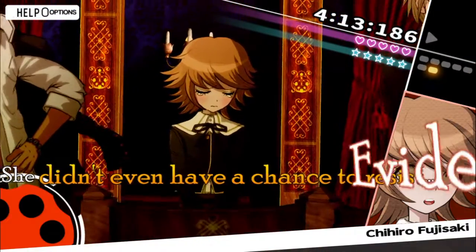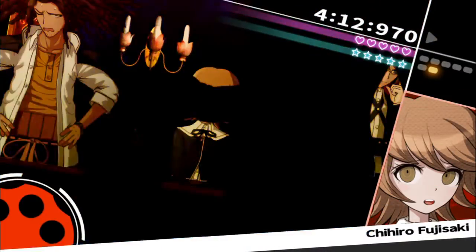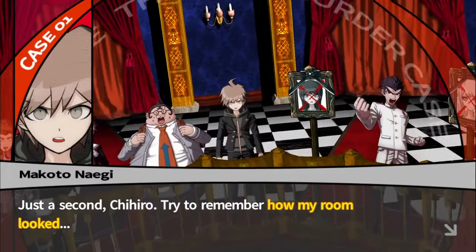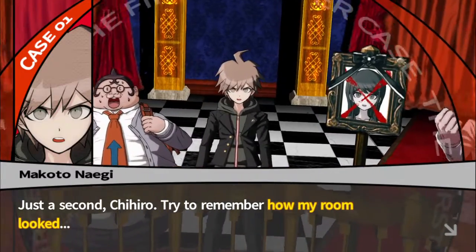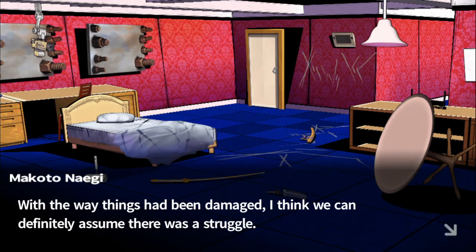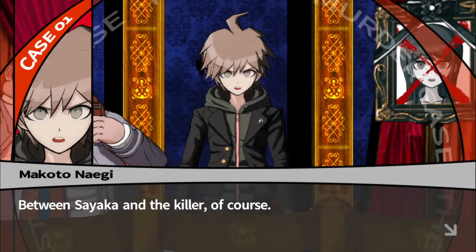No, that's wrong! Just a second, Chihiro. Try to remember how my room looked. With the way things had been damaged, I think we can... A struggle? Between Sayaka and the killer, of course.